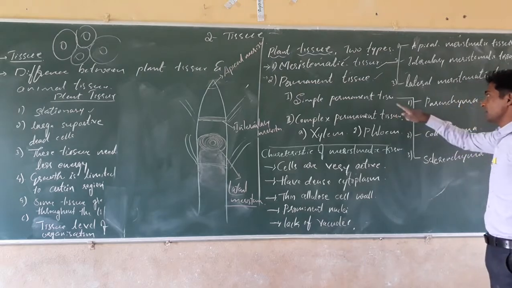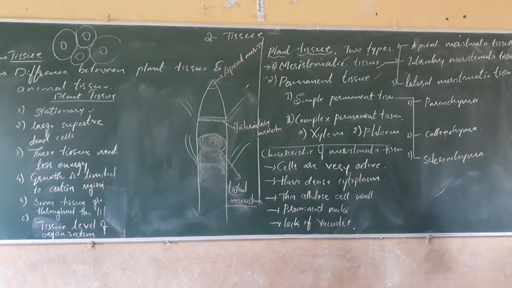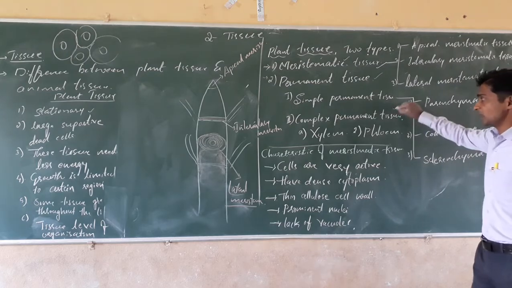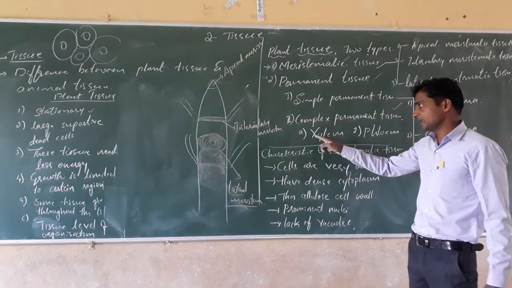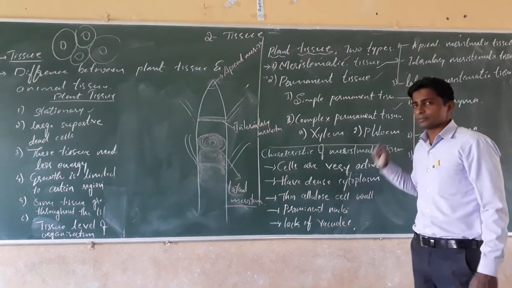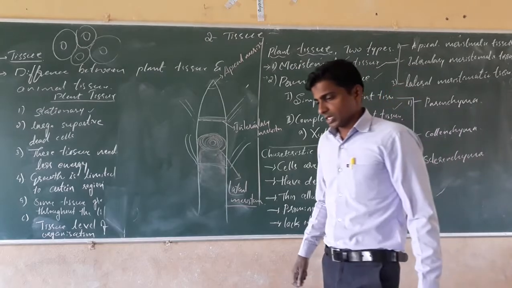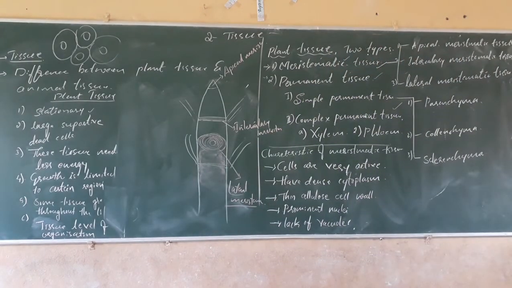Again, simple permanent tissue is divided into three types: parenchyma, collenchyma, and sclerenchyma. Then complex permanent tissue is divided into two types: xylem and phloem. After studying this, we will come to know the details about the permanent tissues.